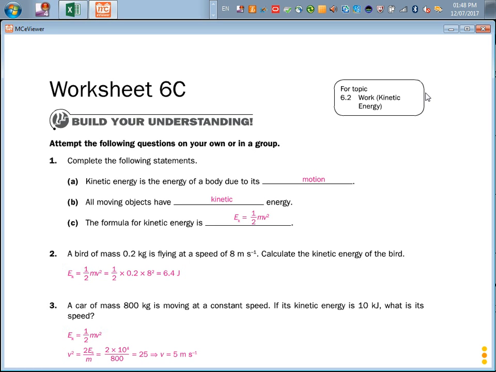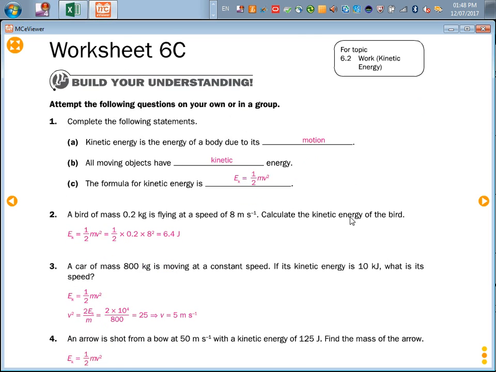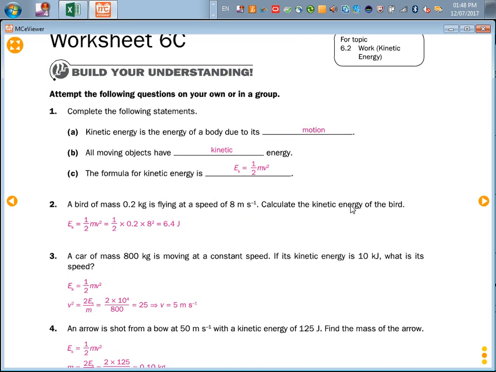Now, I want you to do your self-marking for worksheet 6C. We have already gone through most of this. Mr. Tan's class has already gone through this. So you will just follow first. Okay, then you just listen.